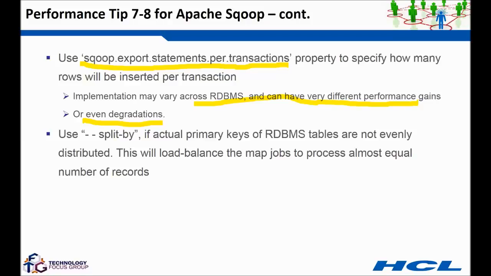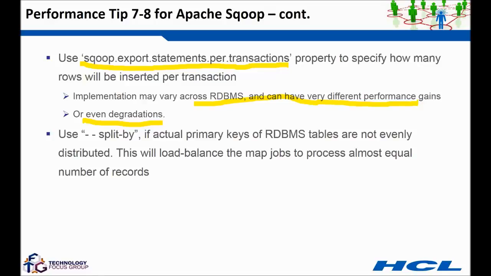Why can degradation happen in certain scenarios? Because now your transactions are being kept in open state for a longer duration of time. By default one insert was happening and a commit was being issued. Now if you set this property to 10, 10 inserts will happen and then the commit will happen. So your transactions are being kept open for a longer duration, and if you have multiple open transactions, your performance may also degrade. So you have to be very careful.